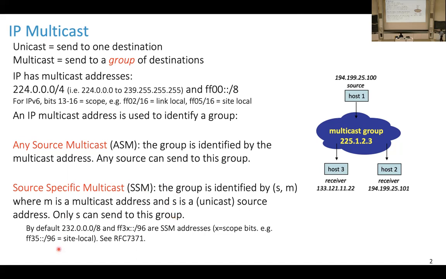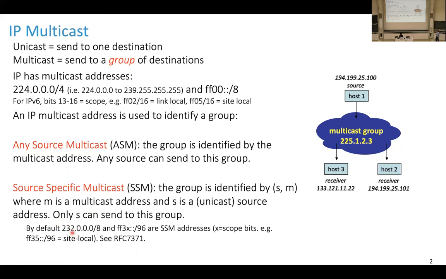You can easily see whether you are in source-specific multicast mode or any-source multicast mode by taking a look at the IPv4 or IPv6 address, because all the source-specific multicast addresses are in a specific range and have this form.